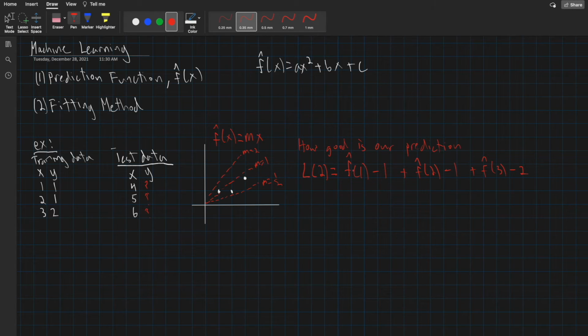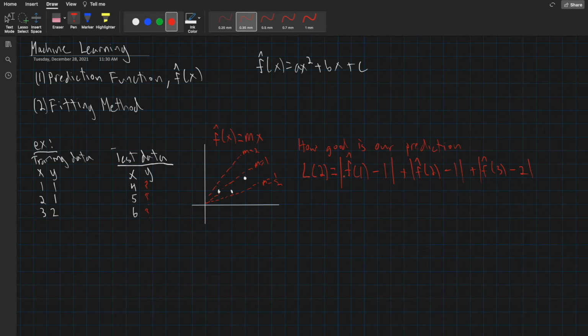So we know that our loss always has to be positive. One issue we might run into here is f hat of 1 minus 1. Well, what if f hat of 1 is 0, for instance? What if we chose m equals 0? Well, then that would make our first term negative. So one way we can guarantee our loss is positive is by putting an absolute value around each term. So this is one possible way.